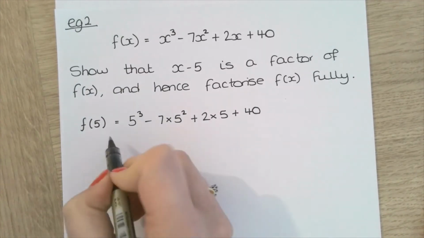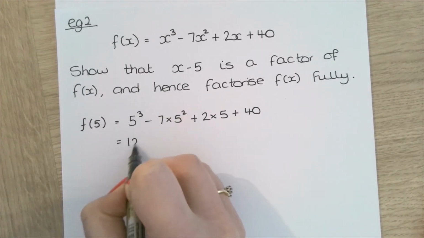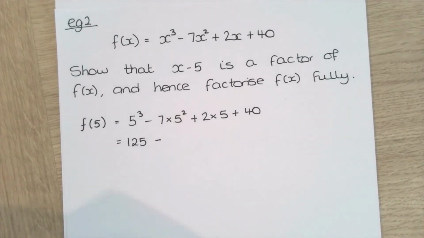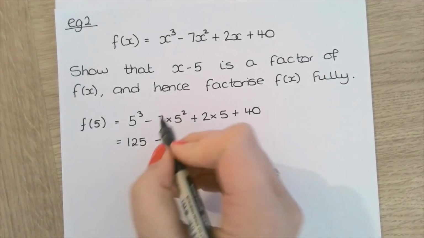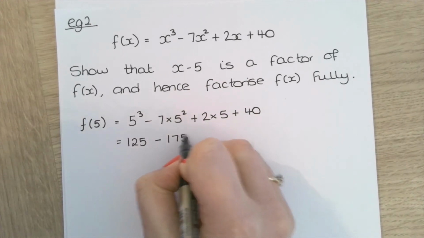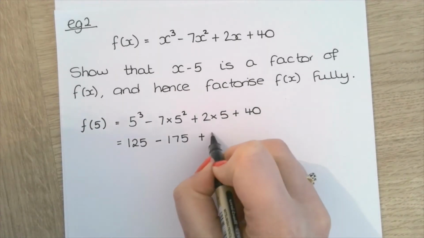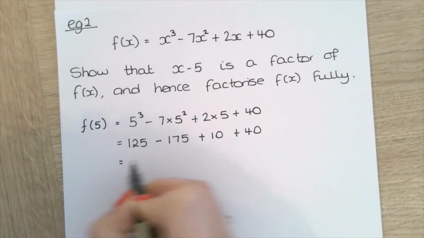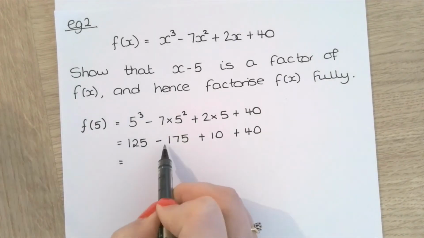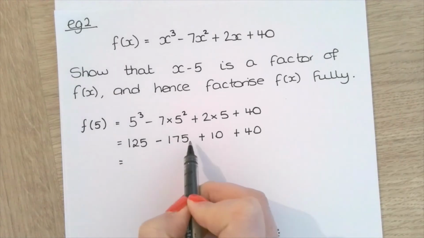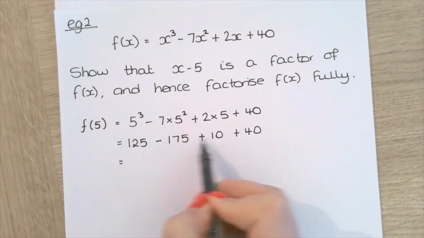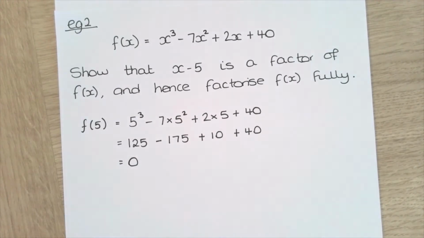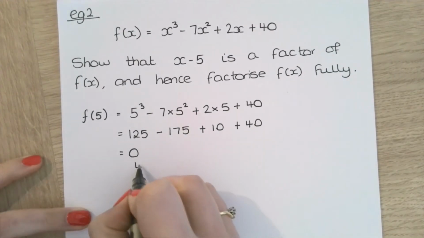So 5 cubed is 125, minus 7 times 25, which is 175, plus 10 plus 40. 125 take away 175 equals negative 50. Add 10, add 40 is going to get me 0. I have shown that there is no remainder.